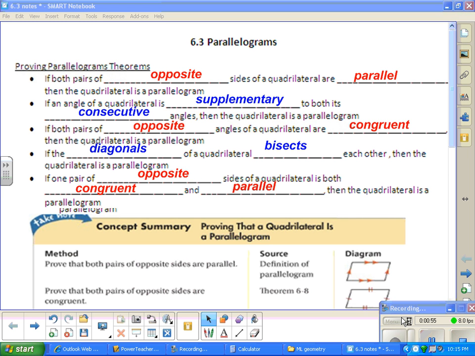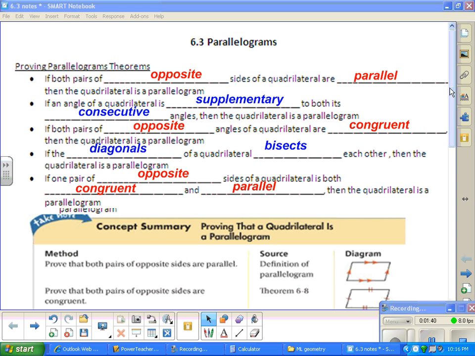The first one, if both pairs of opposite sides of a quadrilateral are parallel, then the quadrilateral is a parallelogram. Remember, a quad means it has 4 sides, and a parallelogram means the sides of the quadrilateral are parallel to the opposite side. If an angle of a quadrilateral is supplementary to both its consecutive angles, then the quadrilateral is a parallelogram. So all of these are telling us that the quadrilateral is a parallelogram. Number 3, if both pairs of opposite angles of a quadrilateral are congruent, then the quadrilateral is a parallelogram.